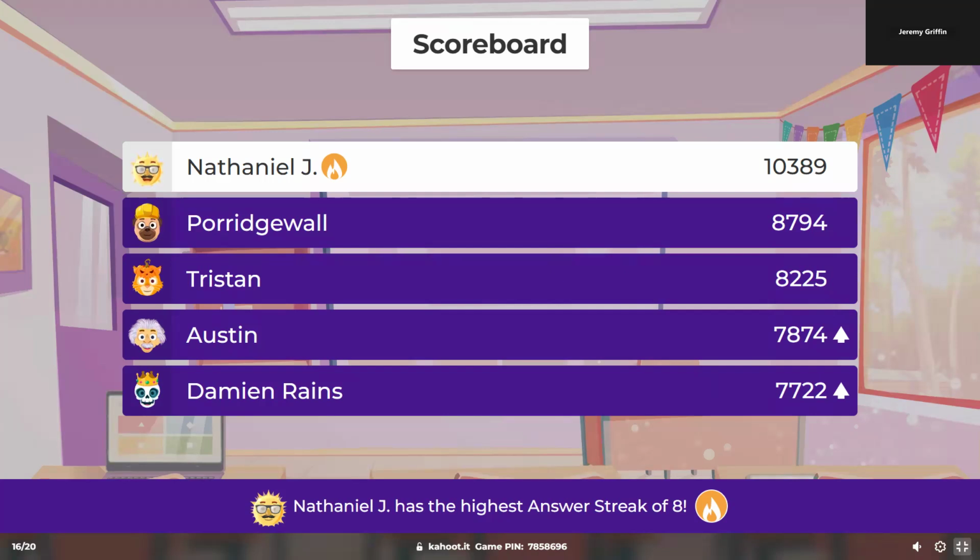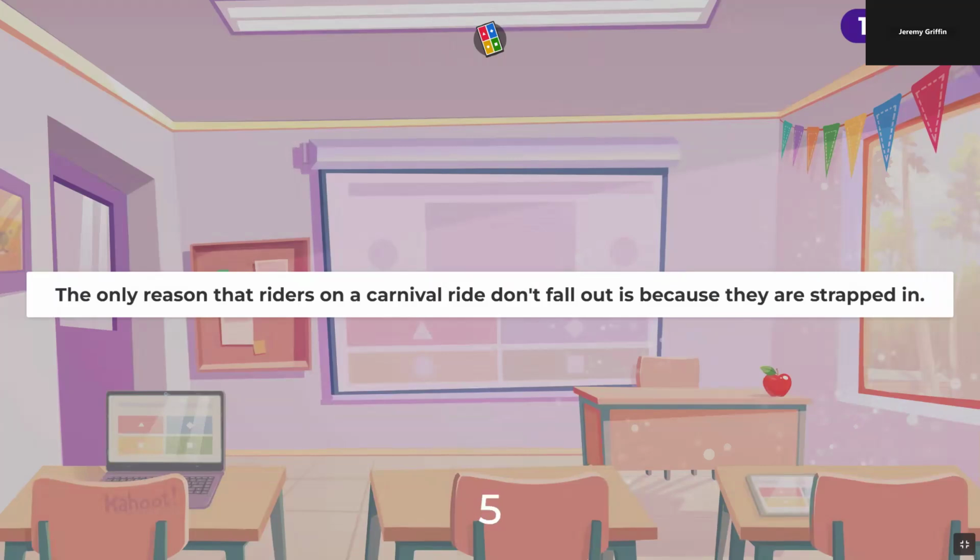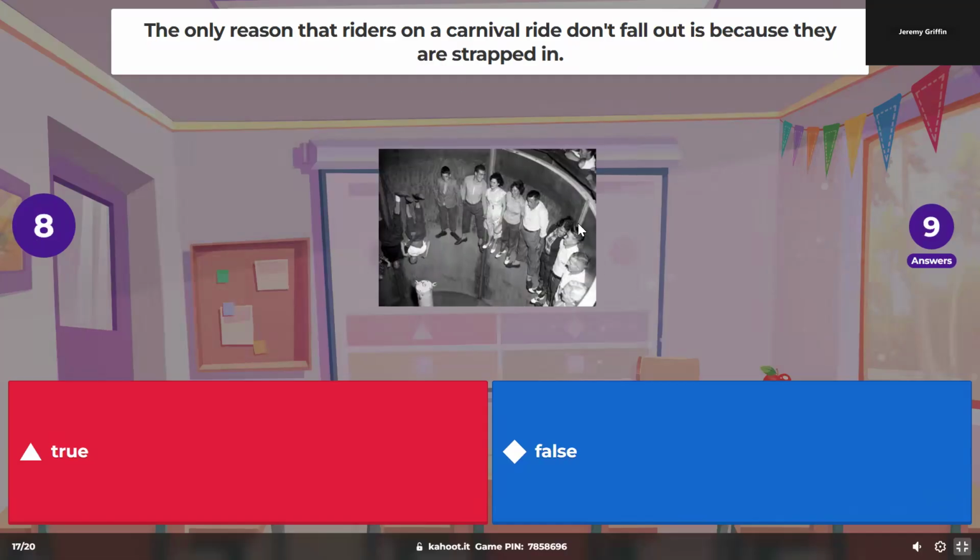Got Damian Rains, Austin, Crispin, Porchwall, Nathaniel. Only reason that riders on a carnival ride don't fall out is because they are strapped in. Okay, like that type picture.